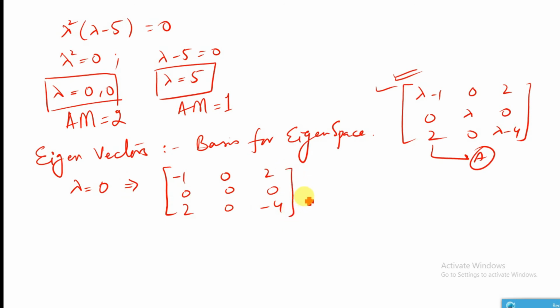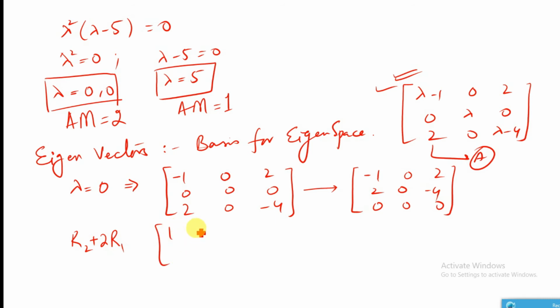Now we need to convert this into echelon form. When I convert this into echelon form, we know that the second entire row is basically 0, so I can directly move the second row to the bottom, so it becomes 0 0 0. And when I simply do R2 plus 2R1, it gives me a matrix like this: 1, 0, minus 2, 0 0 0, 0 0 0.